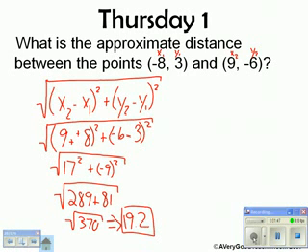Does it matter what we go to? No, one decimal place is fine. One decimal place is fine.